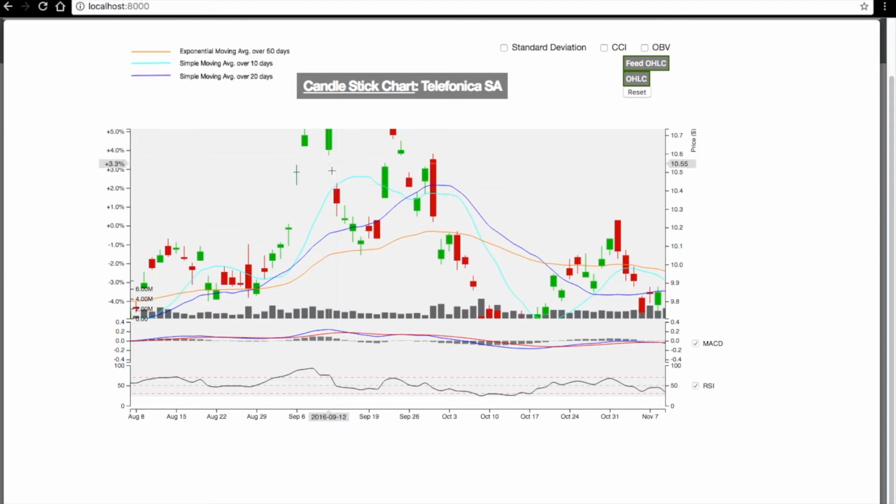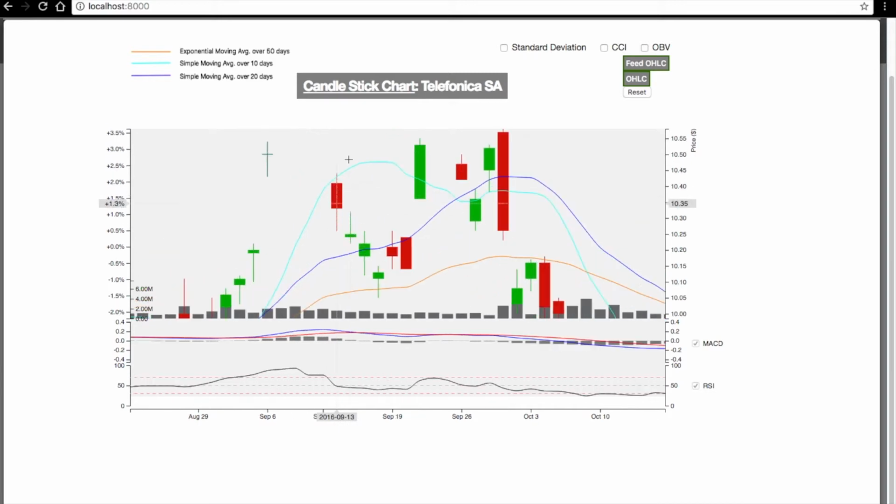Now, each of these candles are either green or red. The green candle denotes that today's closing price has been more than yesterday's closing price. On the contrary, the red denotes the opposite. Now, if we look at this particular candle here, the top of the candlestick denotes the high price, the top of the candle denotes the open price, the bottom of the candle denotes close price, and the bottom of the candlestick denotes the low price.